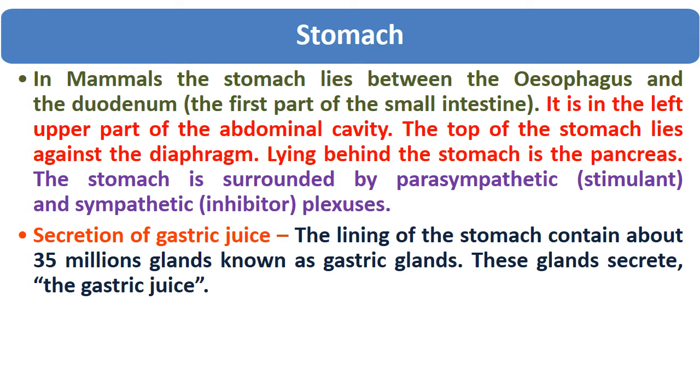The stomach is surrounded by parasympathetic stimulant and sympathetic inhibitor plexus. Secretion of stomach is gastric juice. The lining of the stomach contains about 35 million plus glands known as gastric glands. These glands secrete the gastric juice.